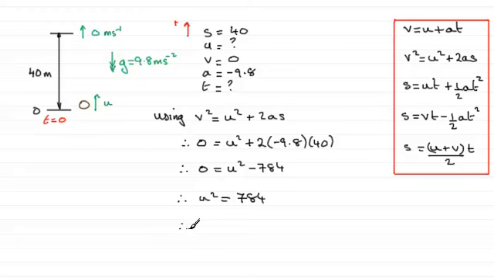Then we just need to take the square root of that to get u. And it turns out to be an exact value. u turns out to be 28 meters per second. Now, normally when you take the square root of a value, it'd be plus or minus. But you can see that it's going to be the positive value for this one because upwards is positive and it was initially projected upwards. So we take the positive value.